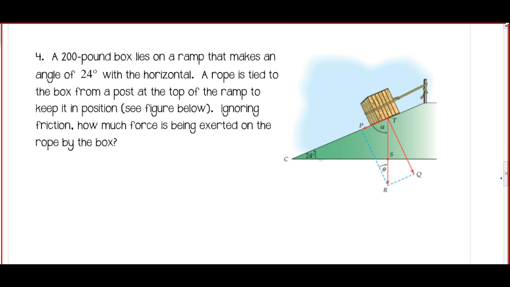Alright, number 4, we've got another incline problem. This time we're given a diagram, so we've got a 200-pound box. So this time we know that this vector going straight down, that force of gravity, which is the weight, is 200 pounds. And again, this triangle and the whole big triangle are going to be similar, so since that's 24 degrees, I know that this angle over here is going to be 24 degrees. And a rope is tied to the box from a post at the top of the ramp to keep it in position. Ignoring friction, how much force is being exerted by the rope?